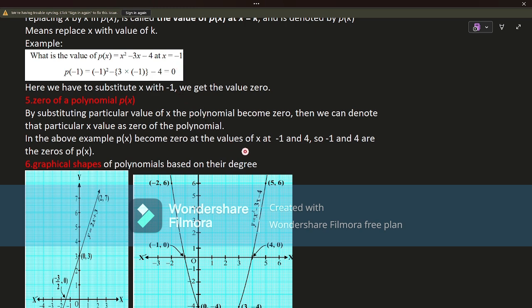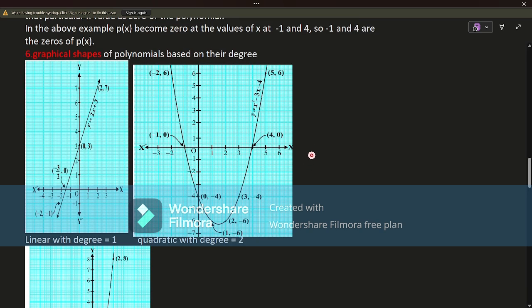Are you clear now? In the same way, by substituting 4 in the place of x in the given polynomial, the polynomial also became 0. So we can say minus 1 and 4 are also zeros of the polynomial. Why? Because by substituting minus 1 as well as 4, the entire expression became 0. So we can conclude minus 1 and 4 are the zeros of the given polynomial expression.